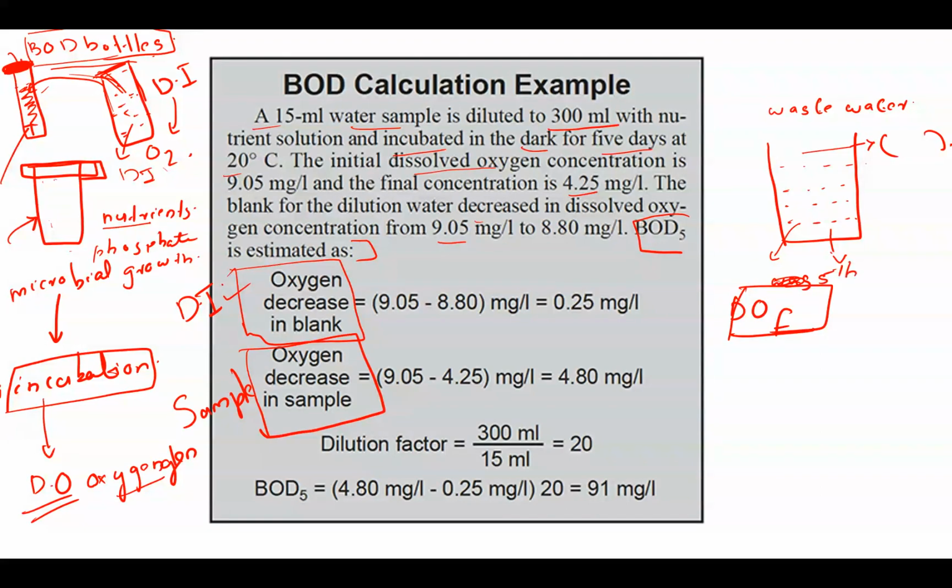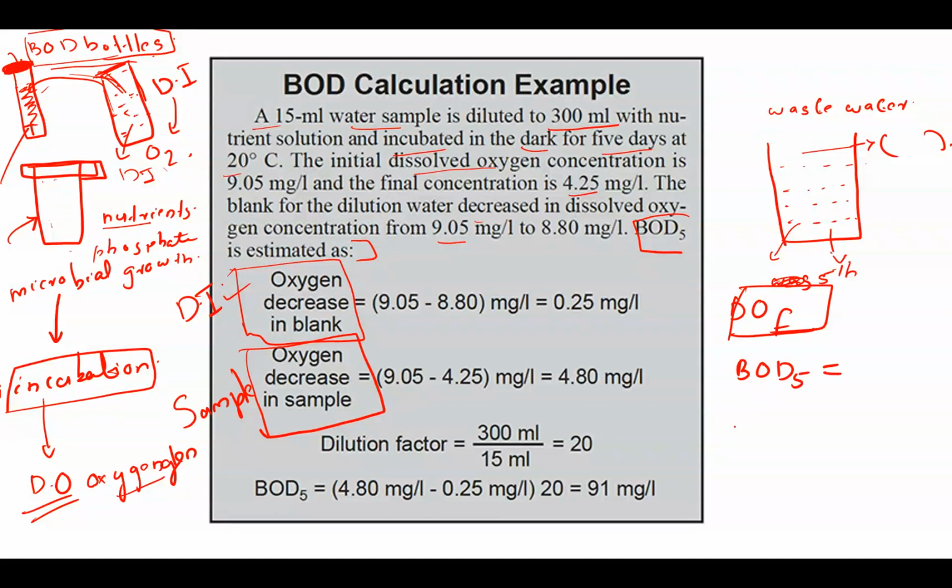It can be 3 days or 5 days, but 5 days is more standardized. So for the 5 days, you close your tubes and keep them in the incubator to let the microbes utilize the oxygen. Then after these days, you take the sample out and measure the dissolved oxygen.